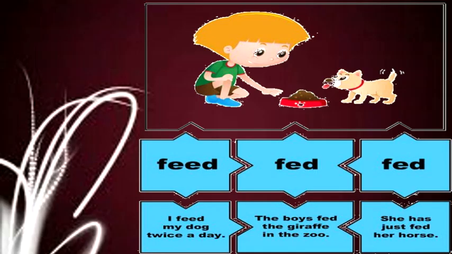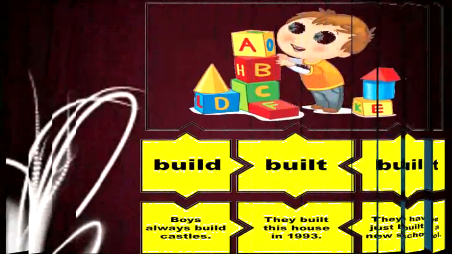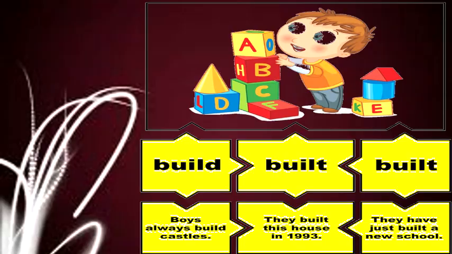The boys fed the giraffe in the zoo. This is the sentence in simple past tense. The third form of the verb is also fed, which is used in the sentence, she has just fed her horse. Again, it is a present perfect tense. Okay? The next we have build, built, built.